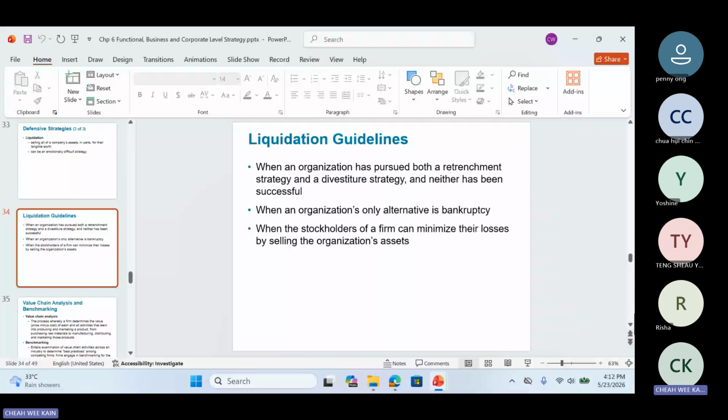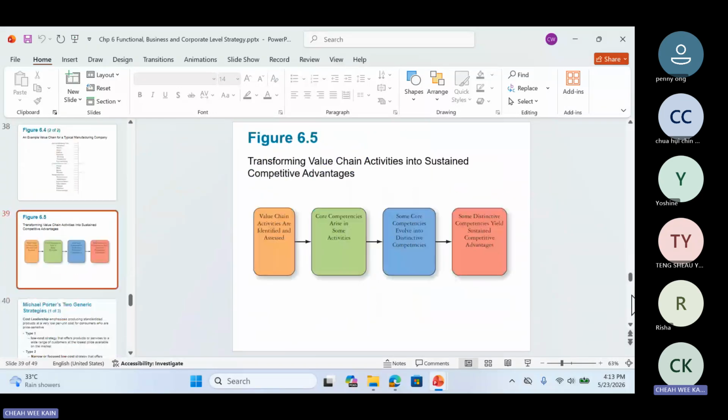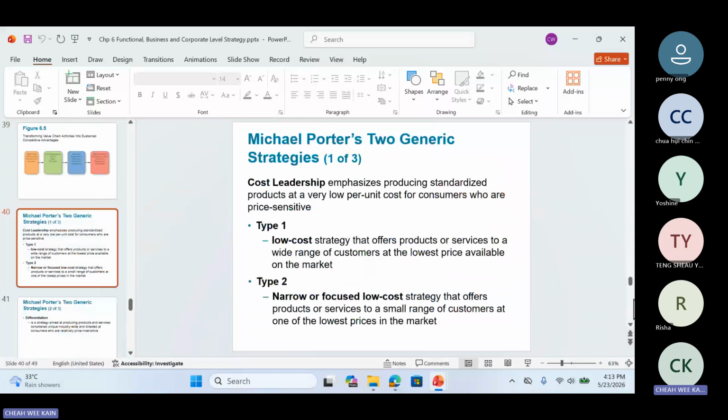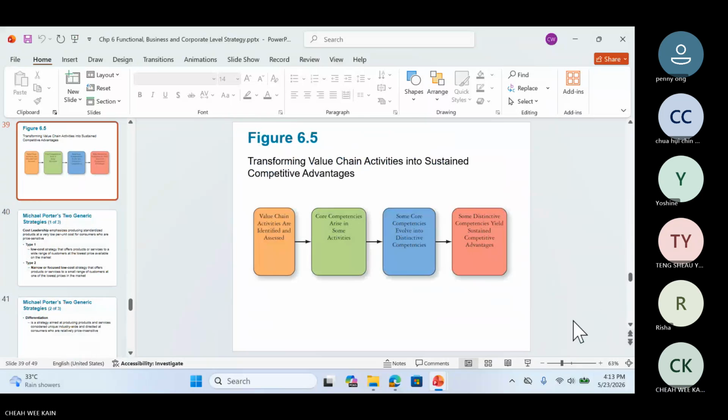Liquidation guidelines. Okay. One of the things that we find that's having problem, I think will be implementing strategies. Oh, I think maybe chapter 7. Okay, that's all I want to say. See, two generic strategy. Okay, here's another one more. Be careful of this kind of teaching.